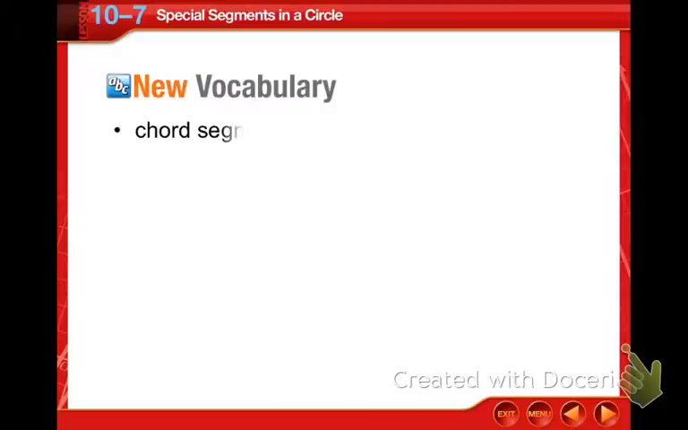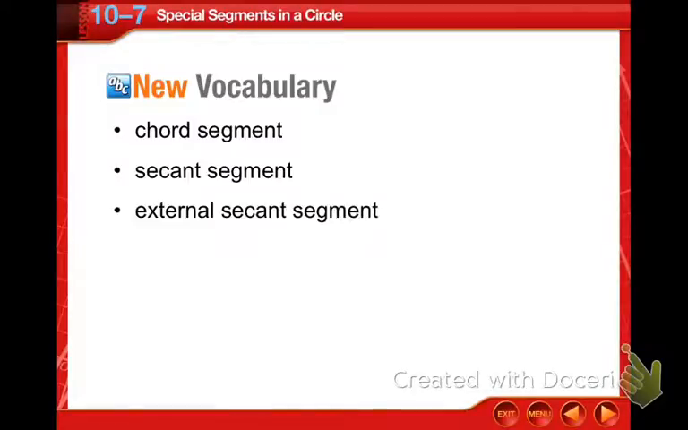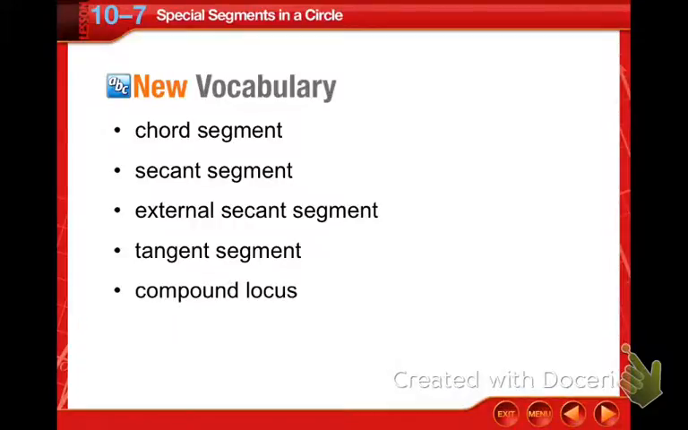So jumping into our notes here, vocab words we're looking at today: chord segment, secant segment, external secant segment, and tangent segment. Lots of segments today. There's one more vocab word that I didn't include in the vocab list, compound locus, because really it's not a word defined in the glossary, so I didn't make you do it.